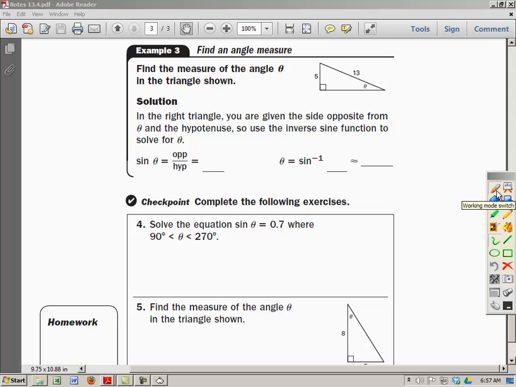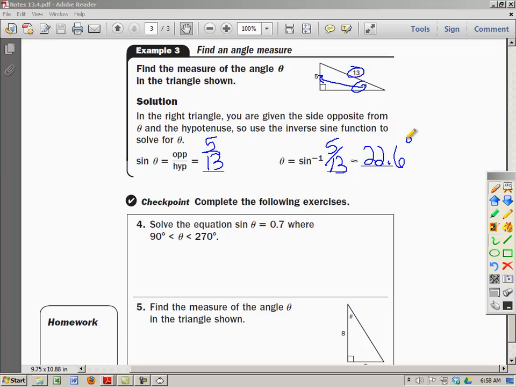Now for this one, find the measure of the angle shown. Again, when you take inverse sine, we know that the sine is the ratio of opposite over hypotenuse. In this case, the opposite side is the 5, the hypotenuse is 13. So if I want to know what that angle is, I have to take the inverse sine of 5 over 13. Make sure your calculator's in degree mode. You should get 22.6 degrees for this.